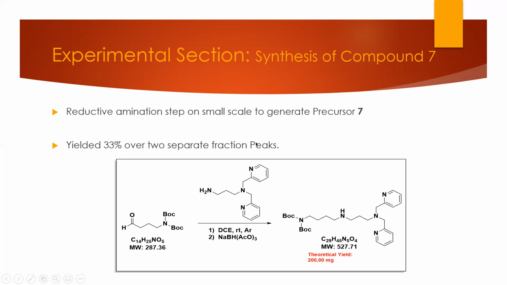Unfortunately, our automatic column that we were running to purify had a slight issue where it was splitting the chromatography peaks. Usually one compound will elute as one peak on a column. There are several issues, but that's beyond the scope of this presentation.